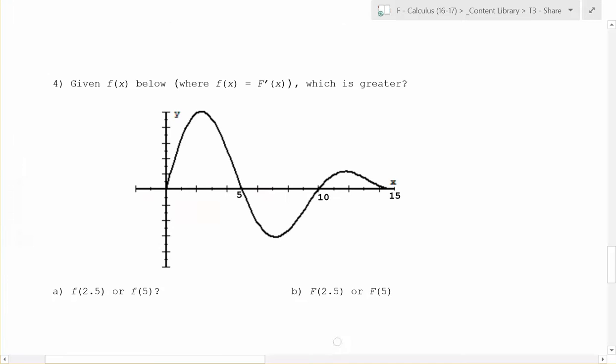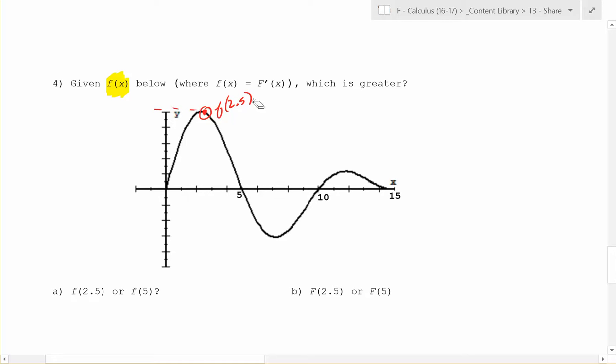Mathematicians love this; it is just evaluating the function, right? So given f below, keep in mind this is the function, lowercase f. So f of 2.5, where is that? You go to 2.5, it's right about here, right? There's f of 2.5.